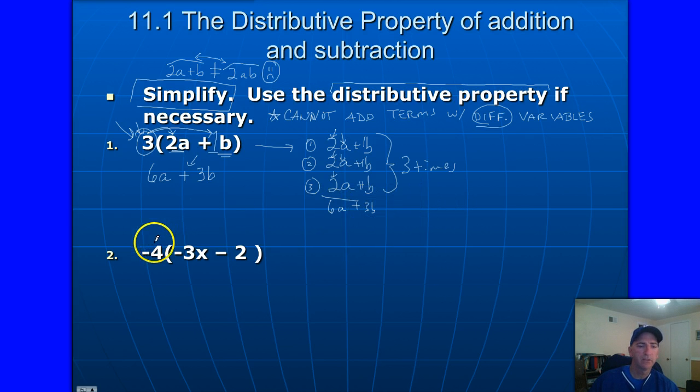Okay, if we look at number 2, where we have negative 4 out here, that means the negative 4 is going to be multiplied by this. Okay. Now remember what we learned, a negative times a negative is a positive 12, and don't forget that variable.